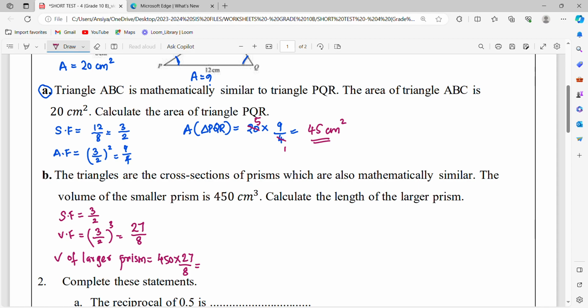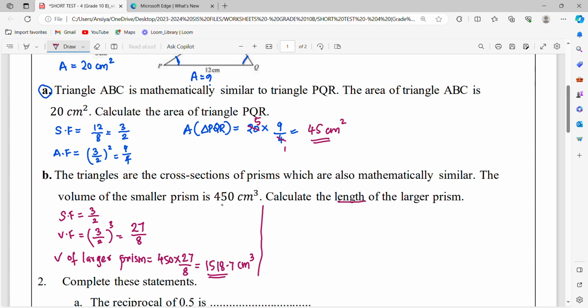We can use the calculator: 450 times 27 divided by 8. So the volume is 1518.75 centimeters cube. This is the volume of the larger prism, but the real question is to find the length.